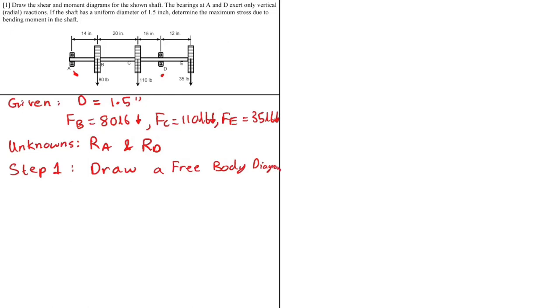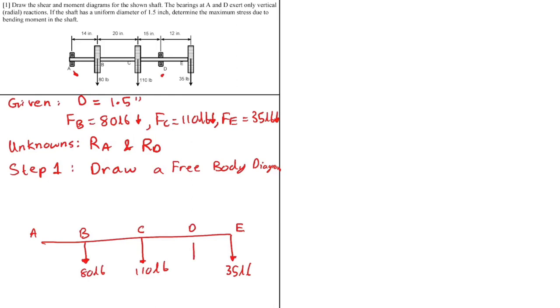Okay. So how do we draw the free body diagram? We need to just draw the shaft as a straight line. You can mention the location of A, B, C, D, and E, and you can put the forces in there. So this is the force B, which is 80 pounds. At C, it's 110 pounds, and at E, it is 35 pounds. And we have reaction forces at D, so we can name it R_D, and reaction at A, which we can call R_A. So this is the free body diagram. From this free body diagram it is also clear that the unknowns are R_A and R_D.